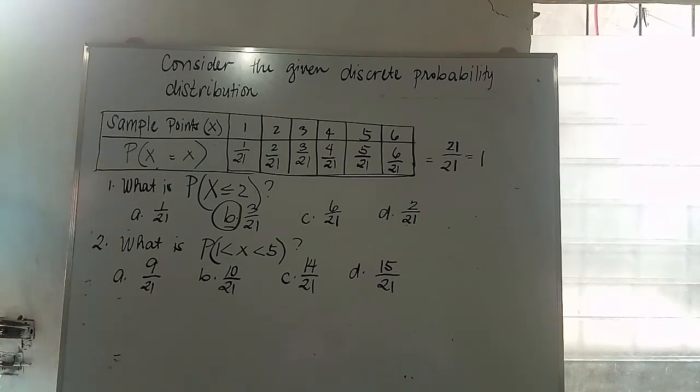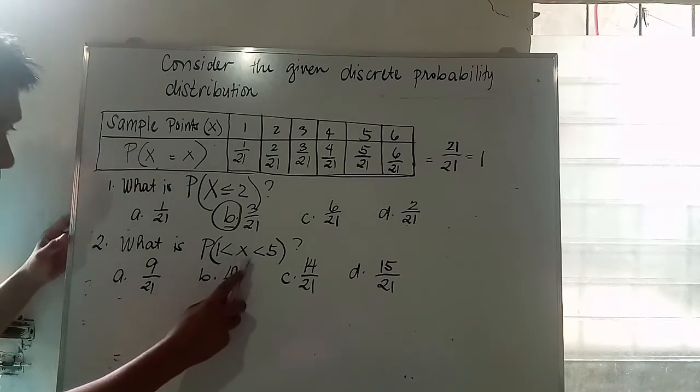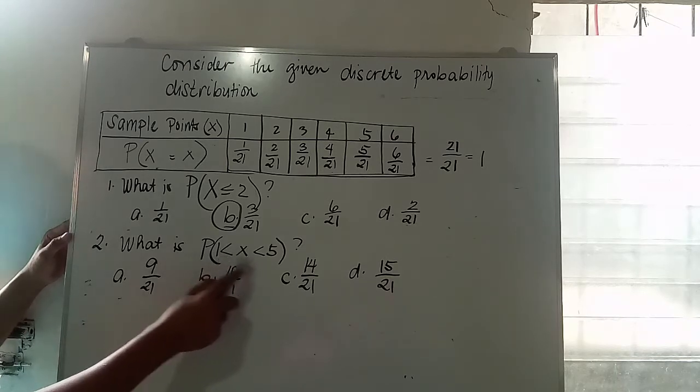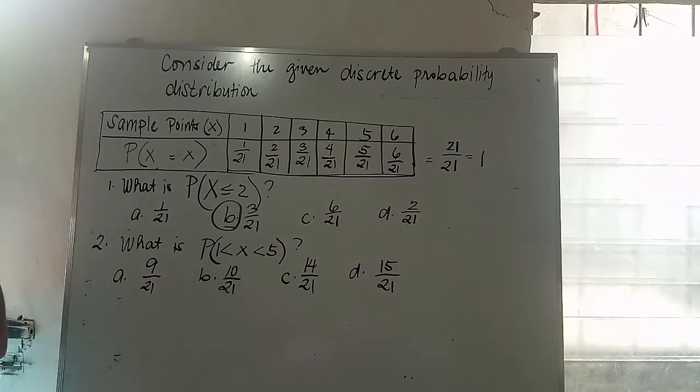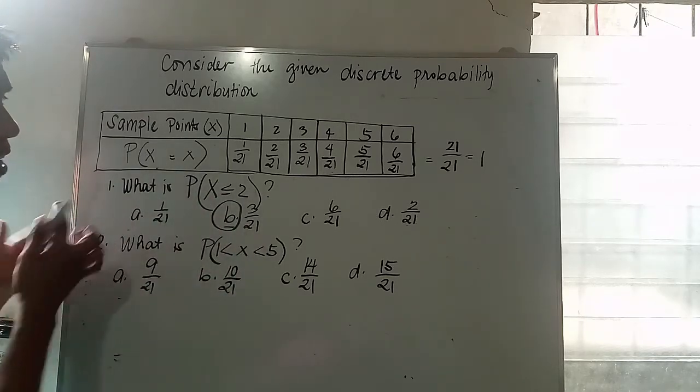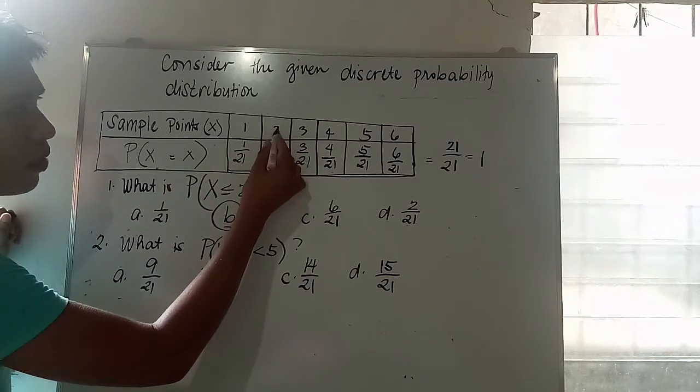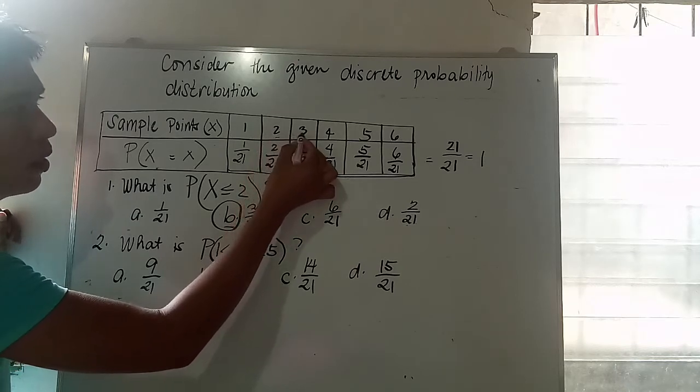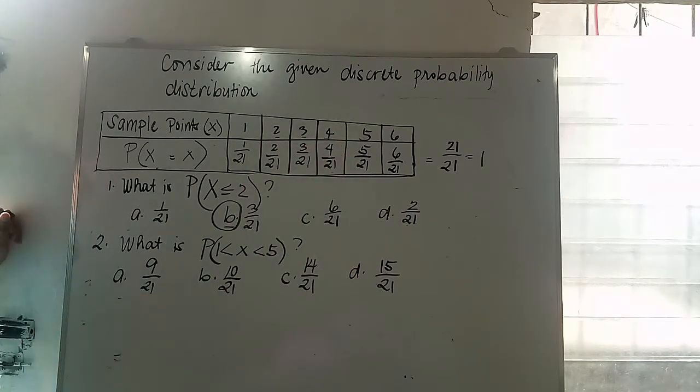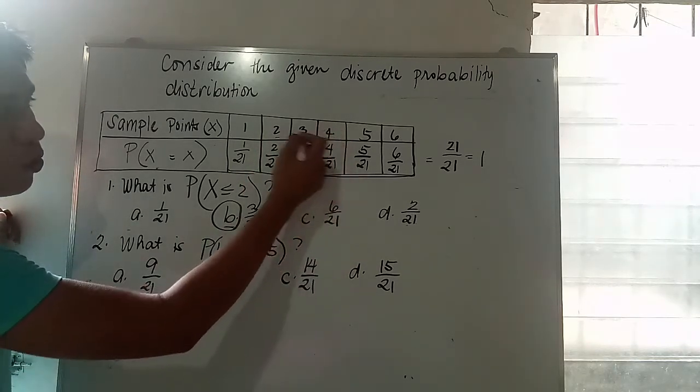In number 2, what is the probability of x which is greater than 1 but less than 5? So what do we mean by greater than 1 but less than 5? So meaning we have these numbers. Greater than 1 meaning 2, 3, 4. Less than 5, so 2, 3, 4.